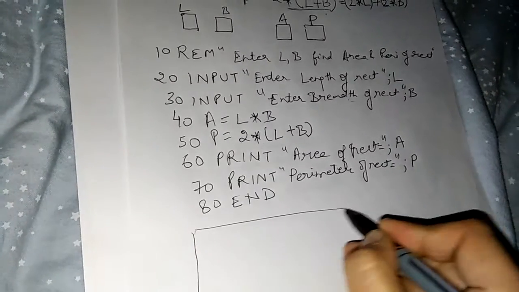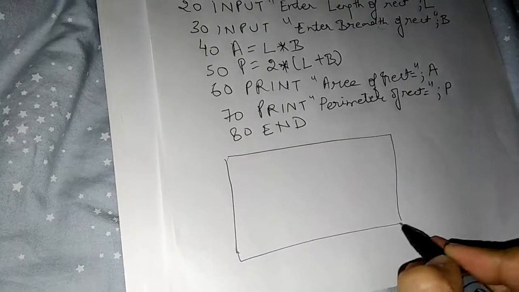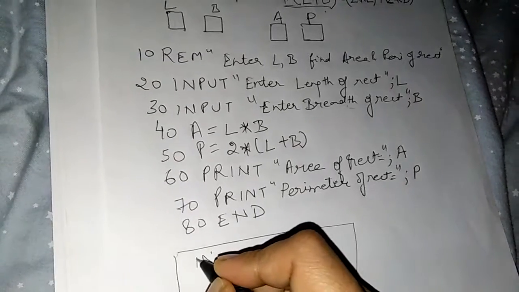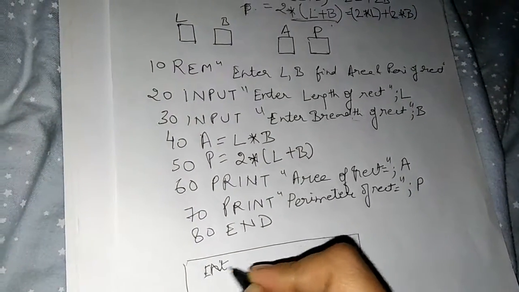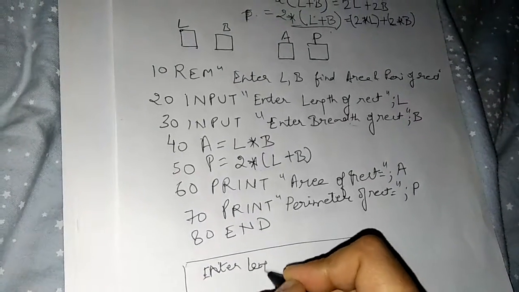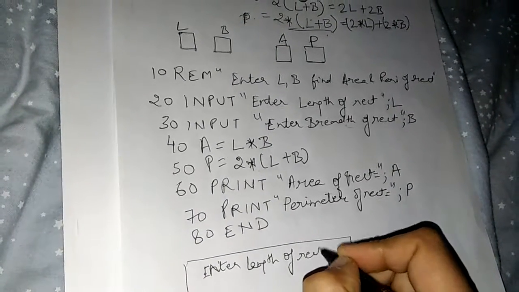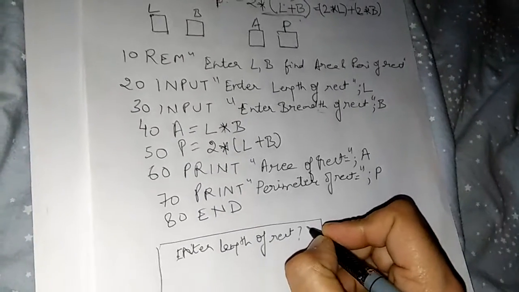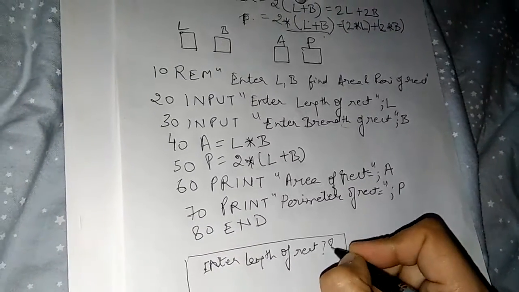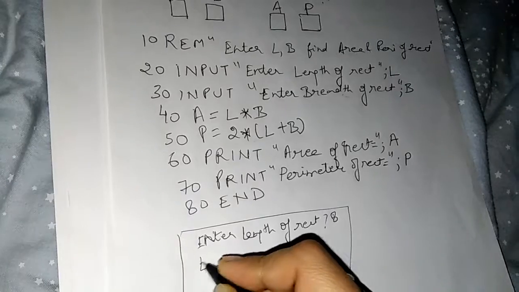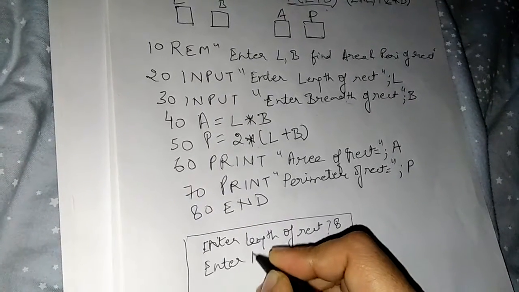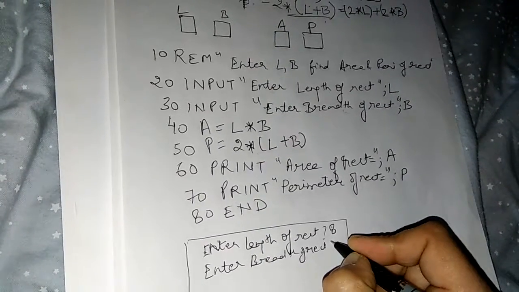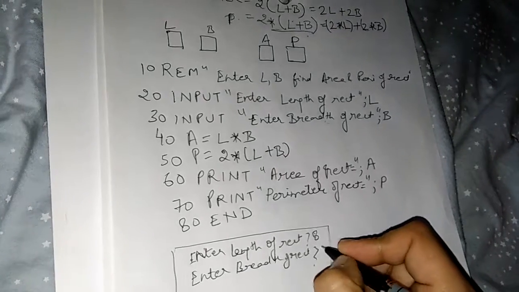Now see the output, how it will run. Rem is non-executable. First input will print "enter length of rectangle?" Suppose I am giving the value as 8. Then "enter breadth of rectangle?" and then suppose I am giving the value 10.